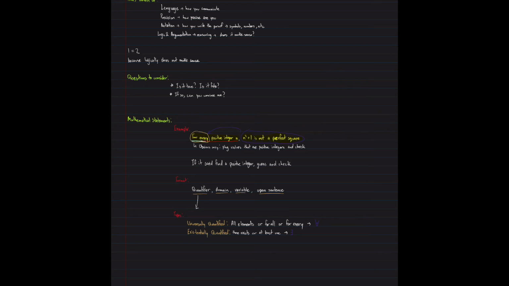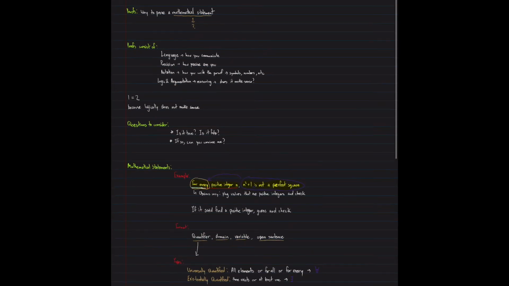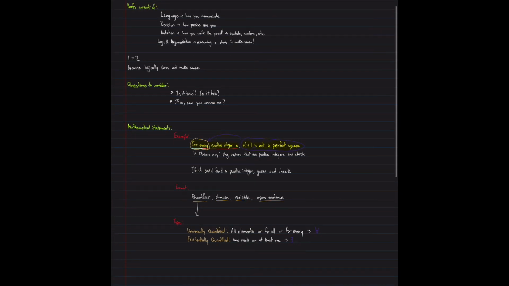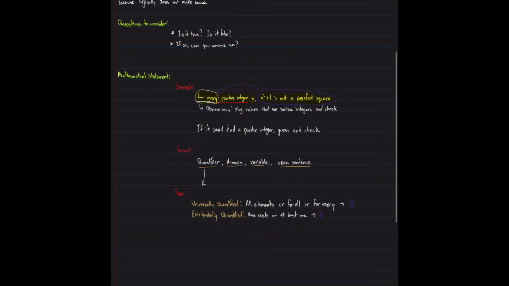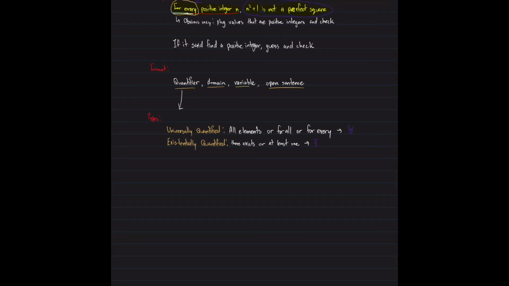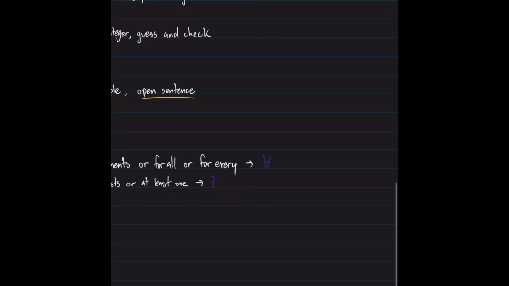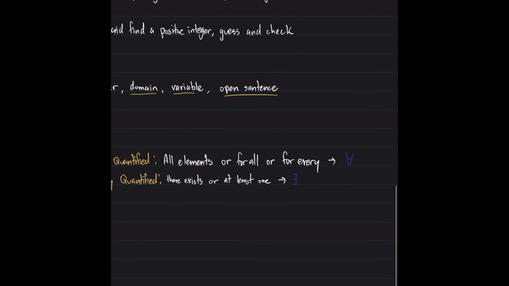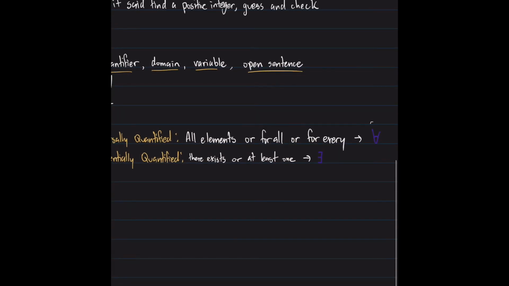Okay. So far, we've discussed what a proof is, what it consists of, and some questions to consider. We've also discussed what mathematical statements are and their components, and what a quantifier is. If you see this symbol, it means either all elements, for all, or for every. So you're trying to prove that for every single element in the domain, it's going to hold. And if you see this one, then it's saying that there is at least one solution.